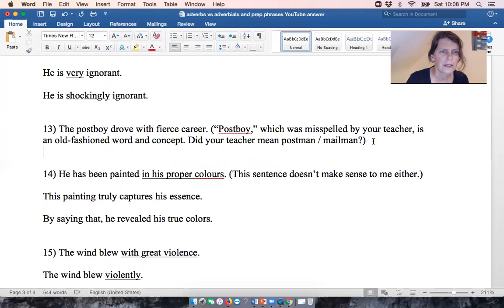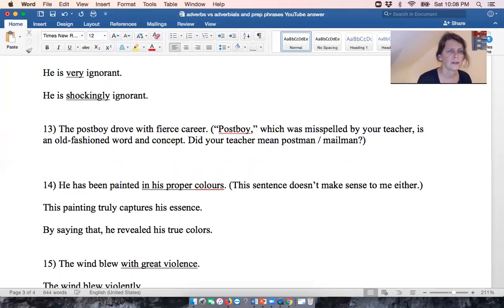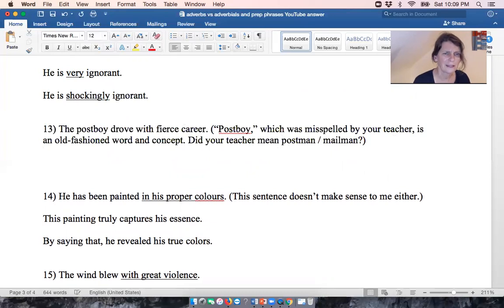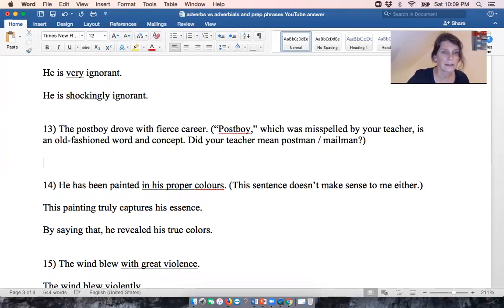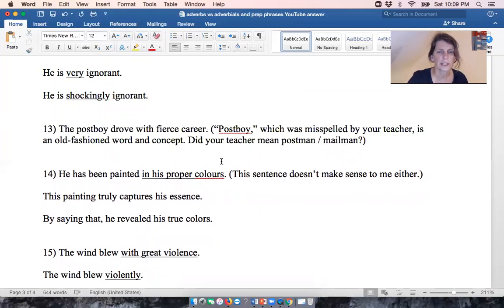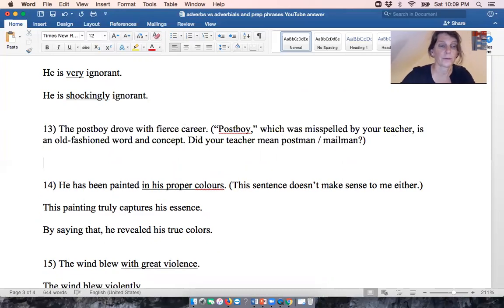Oh, and I didn't solve the post one. I don't even know what he means. Let's leave that out. I think it's a silly sentence, and I don't know what he wants to say. "He drove way too fast." "He drove very fast." I don't know. "The mailman drove very fast."